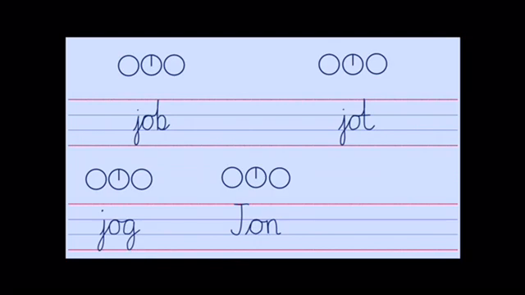Another name coming up, Josh. J, O, sh. Well, J will be J again, and a capital J because it's a name. And then it follows with the letter O because we could hear O. But sh will need 2 letters for that one sound.